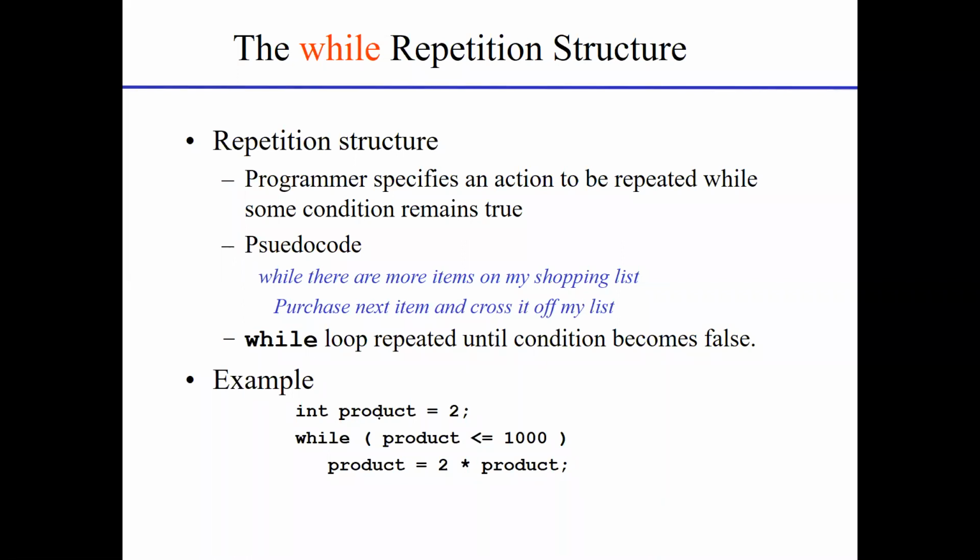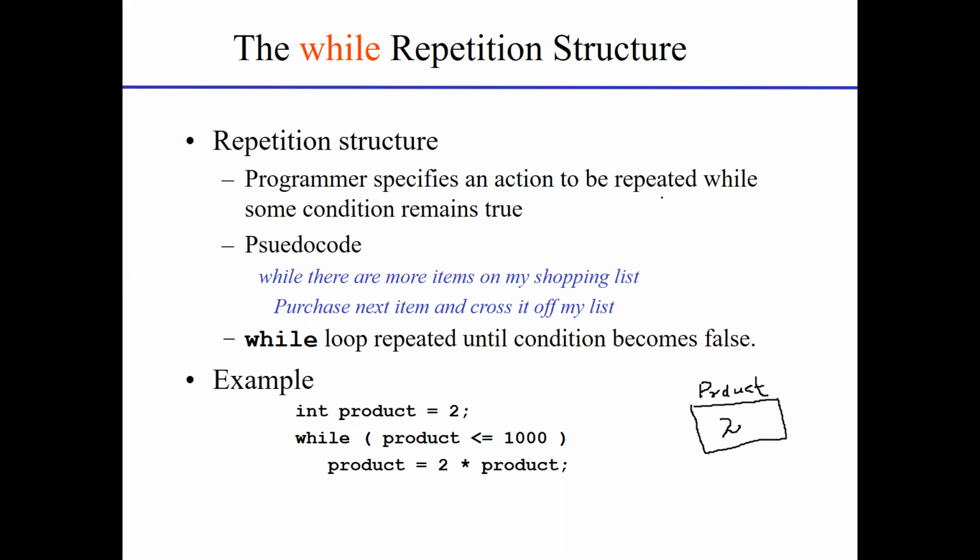In this example I have declared a variable, product equal to 2. This is an assignment statement. It will create a variable named product and store 2 into this variable. This is called an assignment statement. After completing this assignment, a condition is there, a while loop is there. The loop condition is: product is less than or equal to 1000.